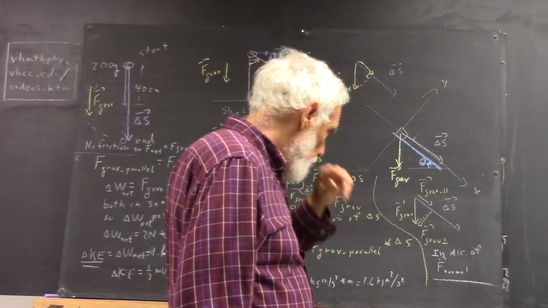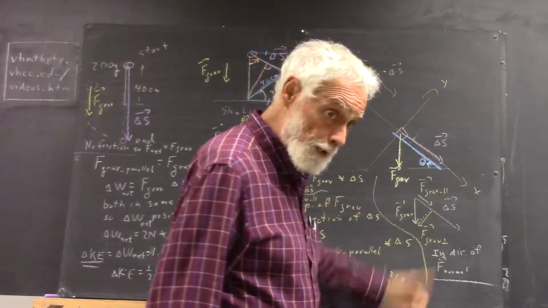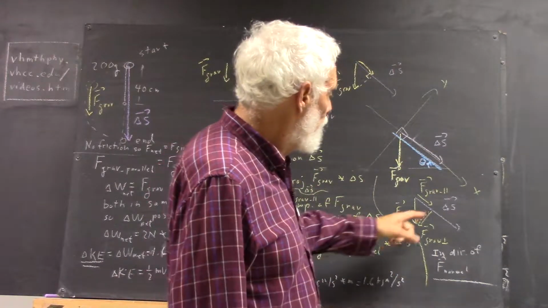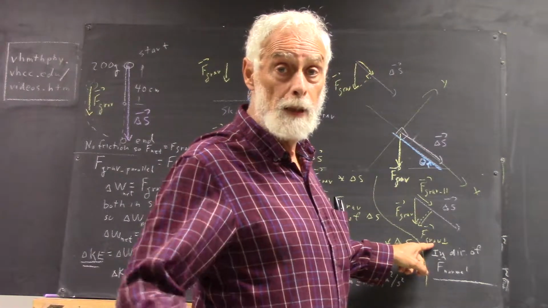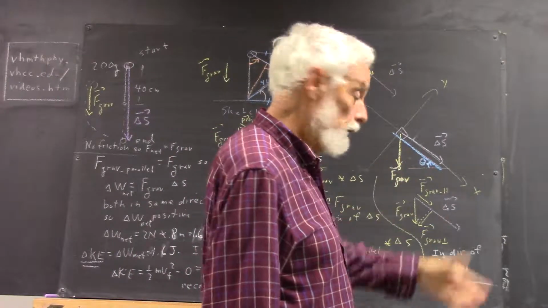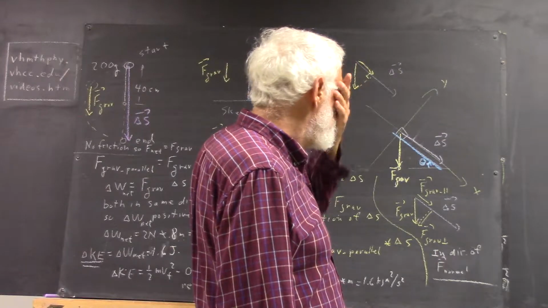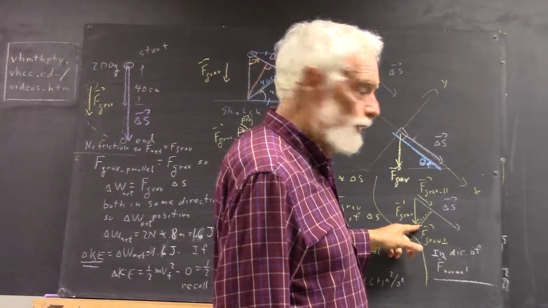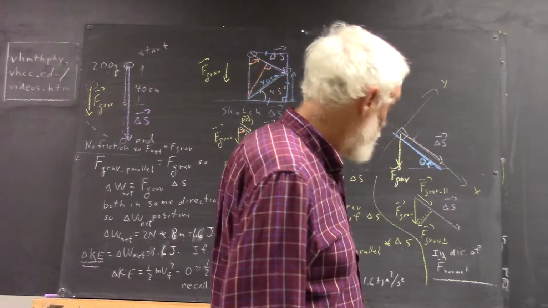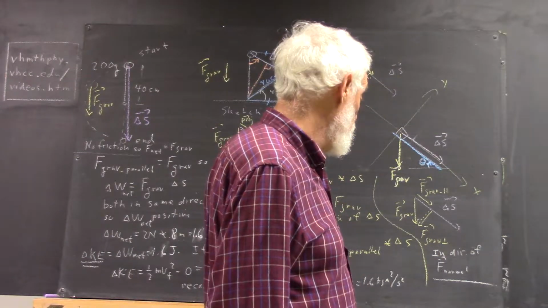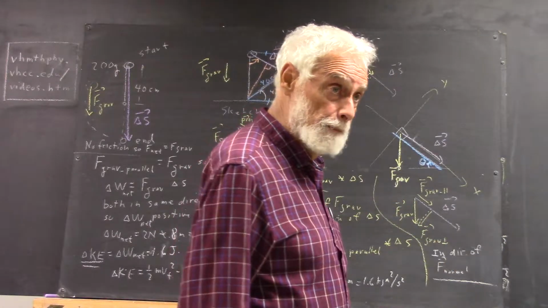And also, you can easily get the component of F grav perpendicular to delta S. Now, this component perpendicular to delta S is very useful if you happen to have friction. If you don't have friction, you don't need it. Makes no difference. But if you do have friction, then this is going to help you find the normal force between the block and the incline. Okay? And why is that? Well, because the normal force is perpendicular to the direction of the incline.